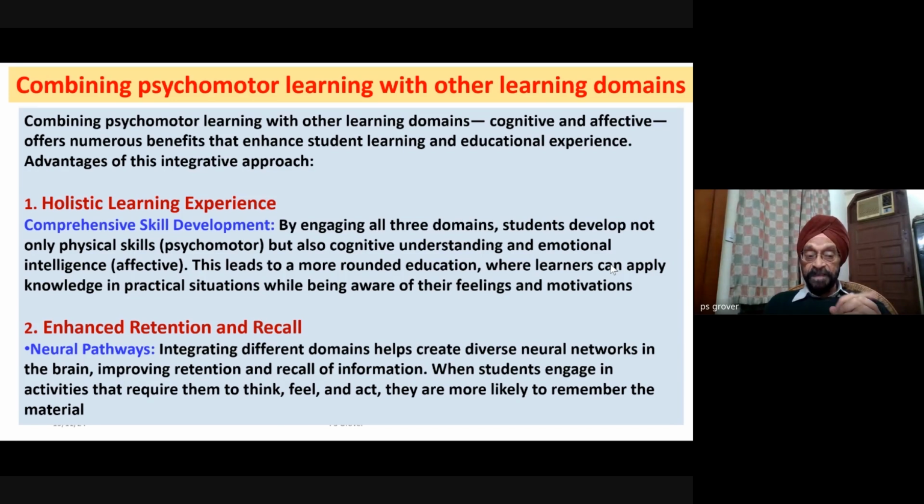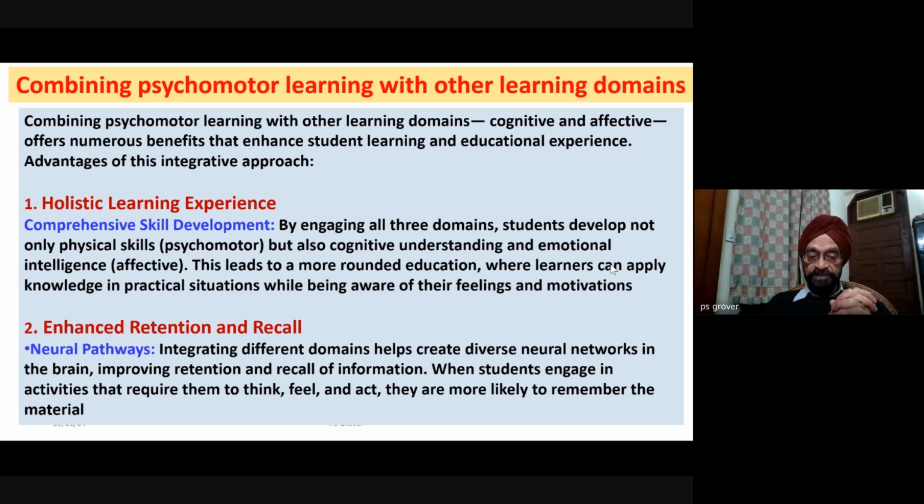Enhance retention and recall. एक और चीज बड़ी इंटरेस्टिंग आपसे शेयर करना चाहता हूँ. See, our brain has neurons. There are a lot of connections between them. If I'm focusing only on the knowledge, the connection between the neurons is of one type. If I am focusing on all three domains of learning, then it is proved in neuroscience that neural pathways integrating different domains help create diverse neural networks in our brain, improving retention and recall of information.